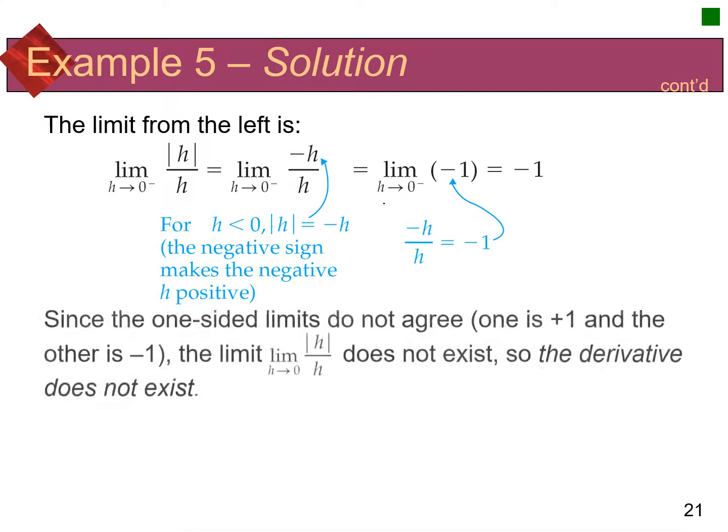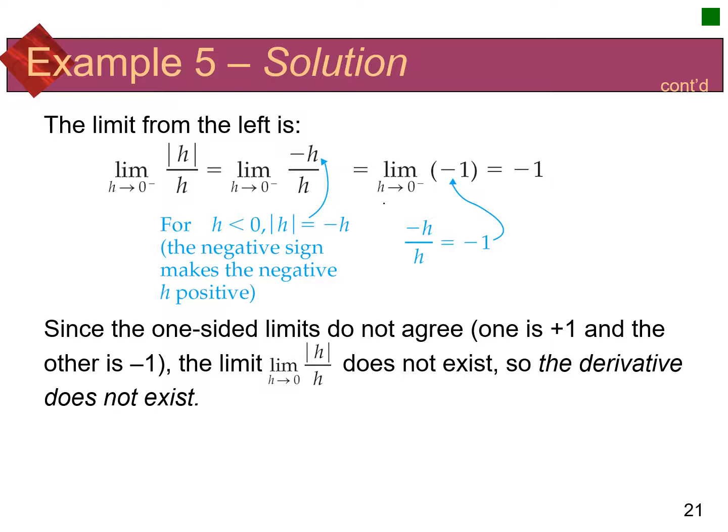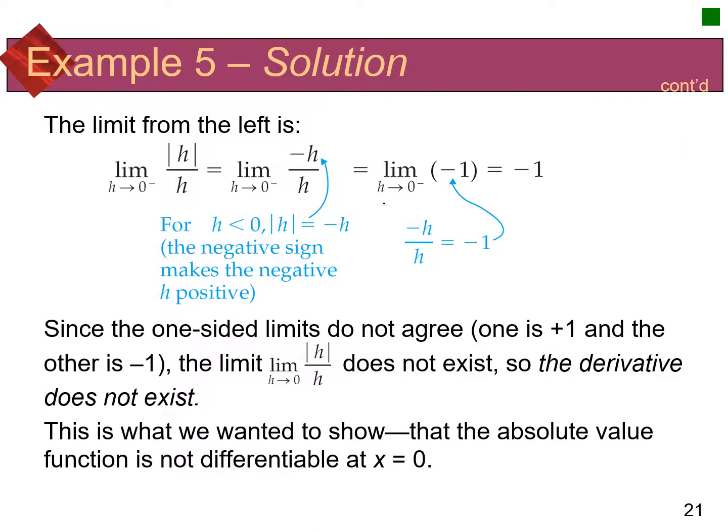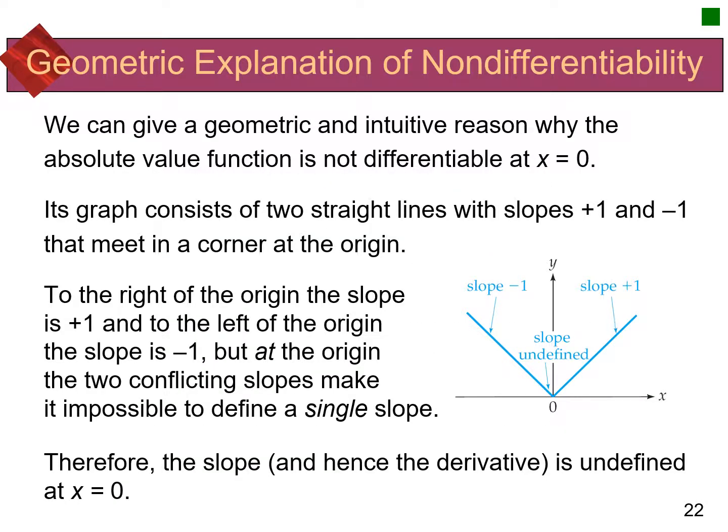So we have the right-hand limit becoming 1 and the left-hand limit becoming -1. Since those two limits do not agree with each other, the limit as h goes to 0 of absolute value of h over h does not exist. And since that was what we got from simplifying the derivative, the derivative does not exist. So this is what we wanted to show, and that's how we show that it's not differentiable at that point where x equals 0.